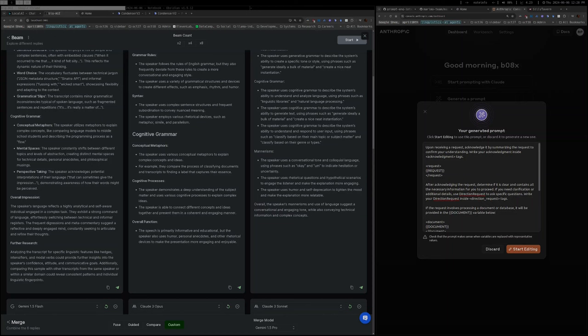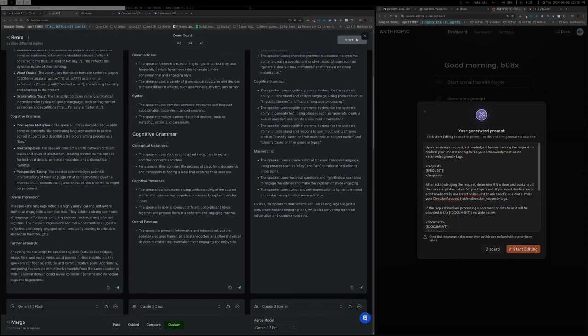The speaker acknowledges potential interpretations of their language that can sometimes give the impression, demonstrating awareness of how their words might be perceived. Overall impression. The speaker's language reflects a highly analytical and self-aware individual engaged in a complex task. They exhibit a strong command of language, effortlessly switching between technical and informal registers. The frequent digressions and meta-commentary suggest a reflective and deeply engaged mind, constantly seeking to articulate and refine their thoughts.